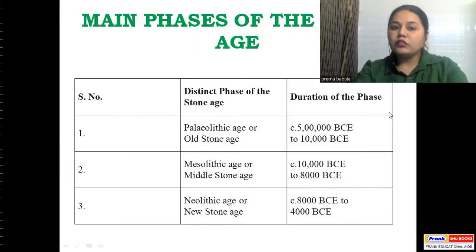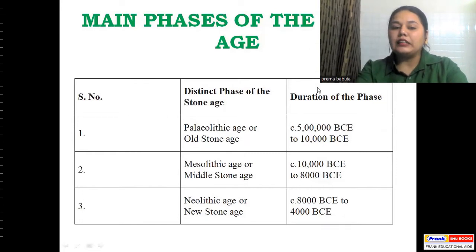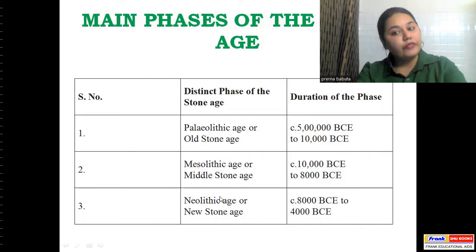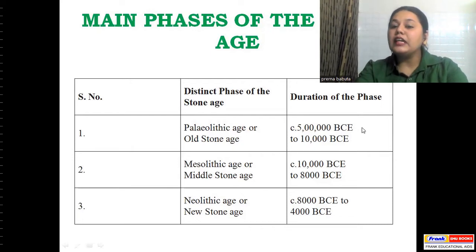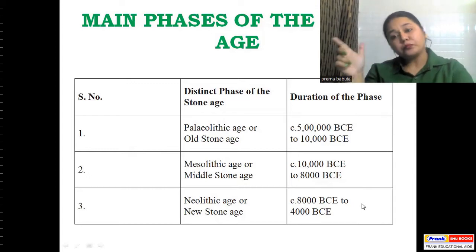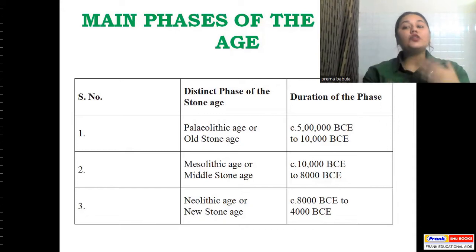When I talk about the Stone Age, these are the 3 main phases of the Stone Age. One is the Paleolithic age, then you have Mesolithic, and then you have Neolithic. And here you can see the time period is also listed from how much BC to how much. All right. So this all information is something that, yes, you will have to memorize.